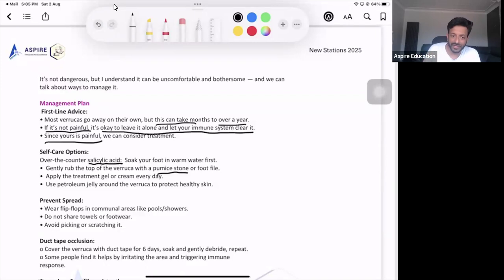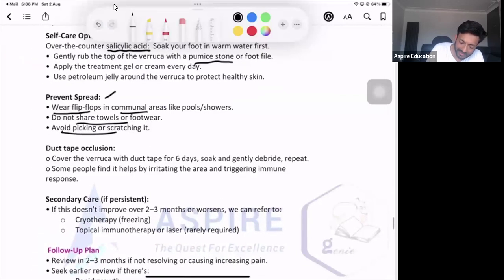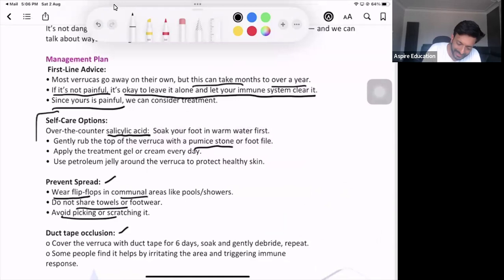And apply the treatment gel or cream every day, and then you can use petroleum jelly around it so the healthy skin remains healthy, right? And to prevent the spread, wear flip-flops in communal areas, do not share towels, avoid picking or scratching it. All those things you can mention. Now, there is another thing in the treatment, which is duct tape occlusion. It's not mentioned in all the guidelines, but on patient.co.uk it's mentioned that covering the verruca with duct tape can be helpful as well. Some people find it helpful by irritating the area and triggering the immune response. It was not mentioned in much detail, so I would advise going for this self-care option.